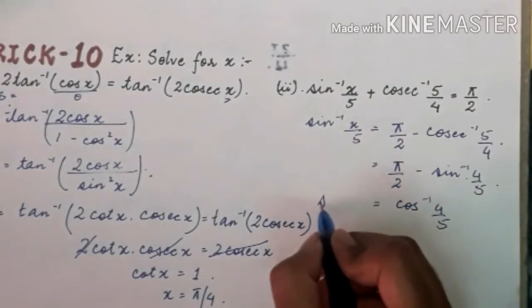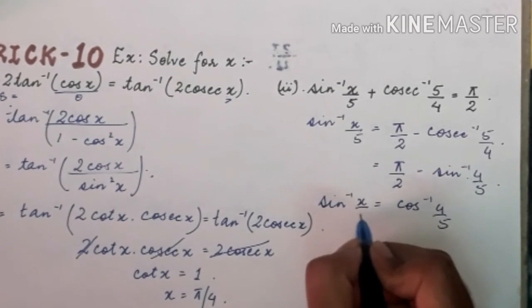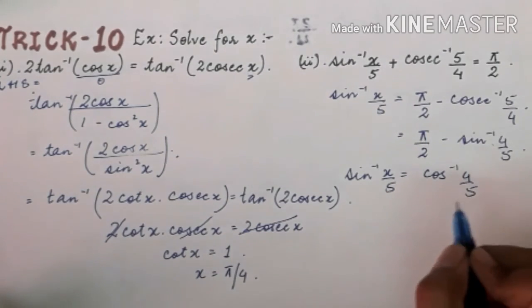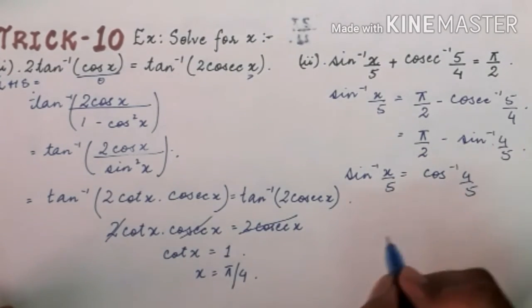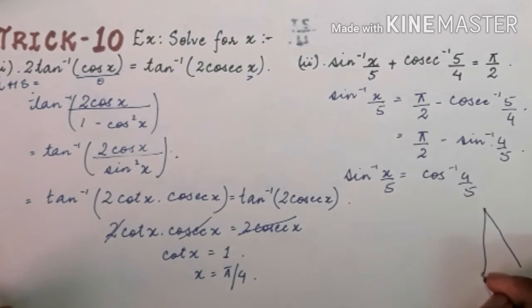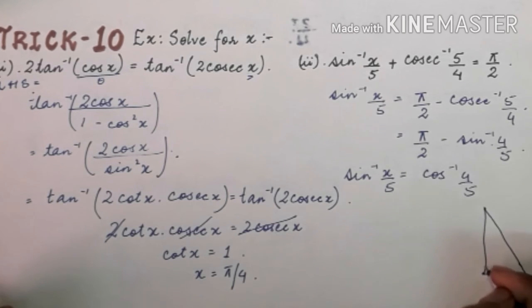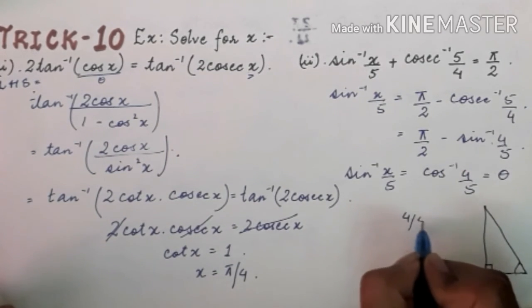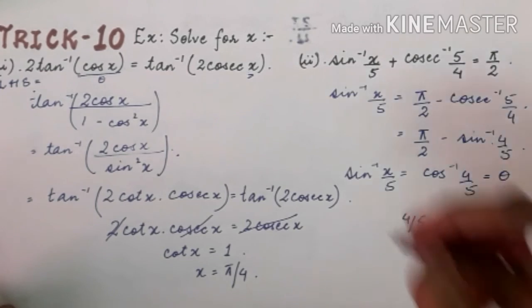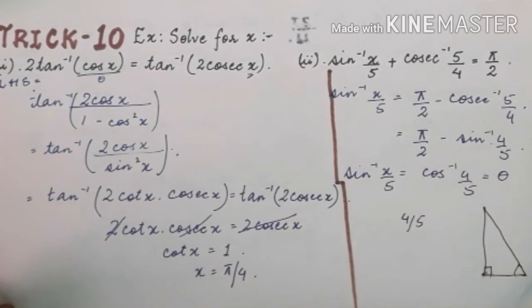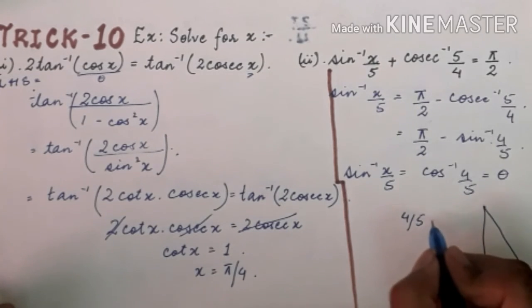Now see, again you have to make both of these the same. That means you have to express this cos inverse in terms of sin inverse. Again you have to use the triangle method. See, the triangle method is used wherever you have to convert any inverse trigonometric function into the other form. Just let it be theta. So 4 by 5 is equal to, don't get confused, this is equal to cos theta.